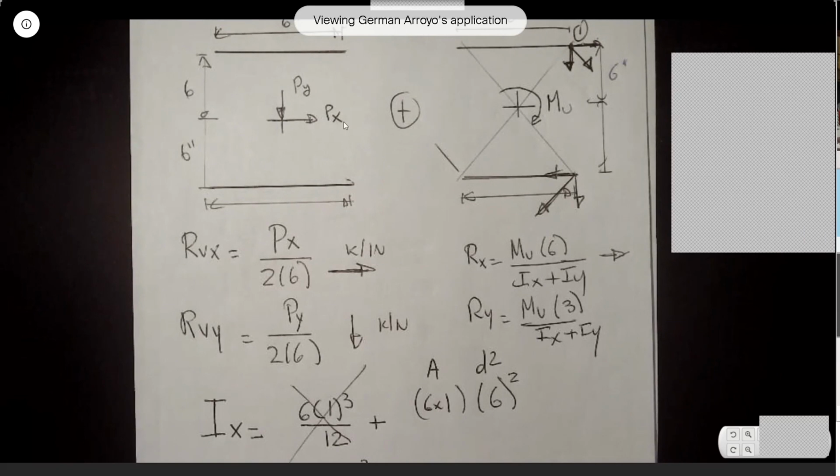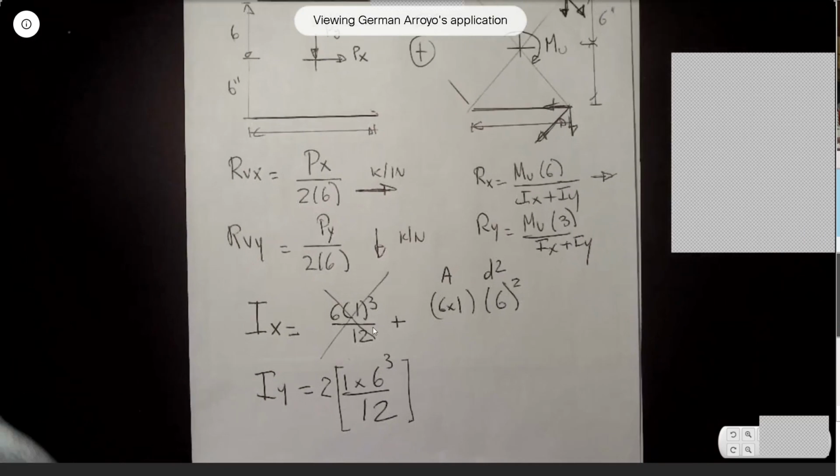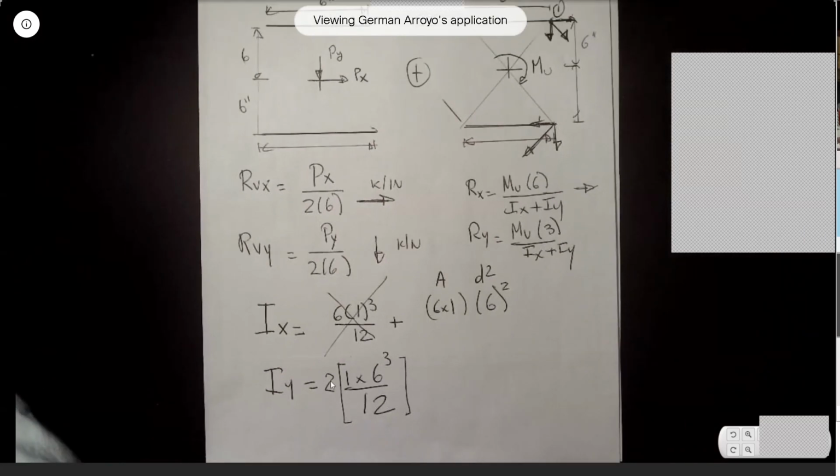So the I_y that is given here is 1 times 6 cubed over 12, because 1 is this dimension and this is the height, 6 cubed over 12. We have 2 of them. That's what I'm putting here, 1 and 2. The only reason I had this exercise in here is to show that whenever it's to the cube, we're going to throw it away.